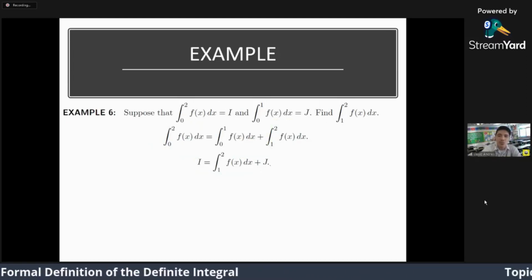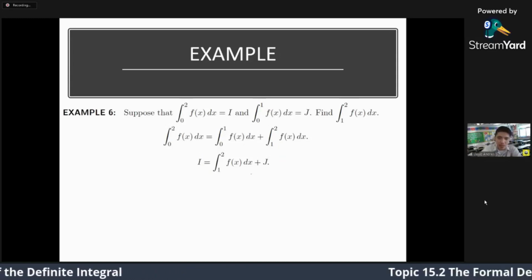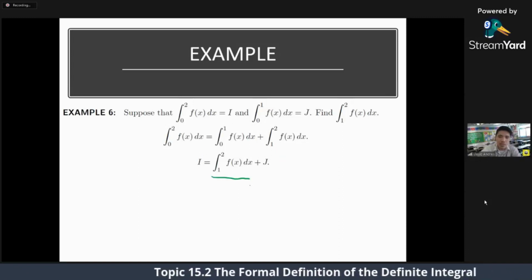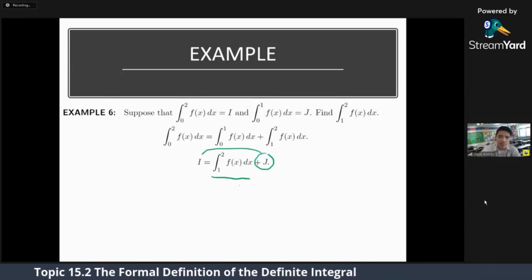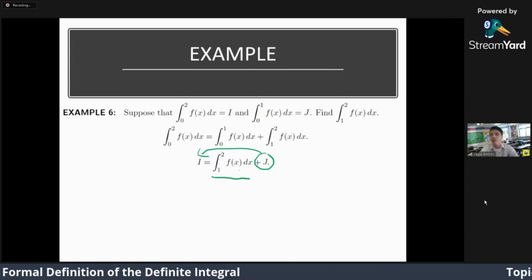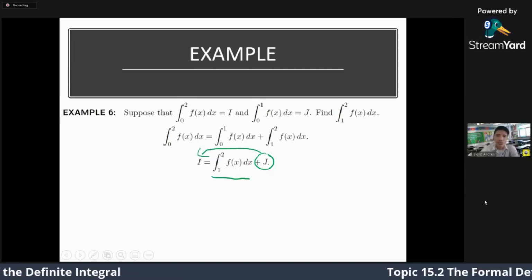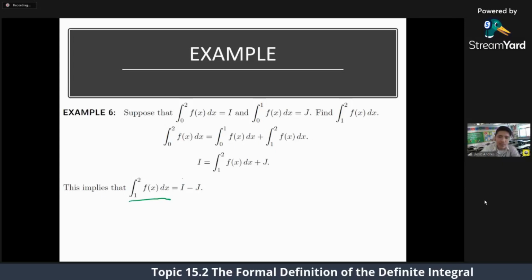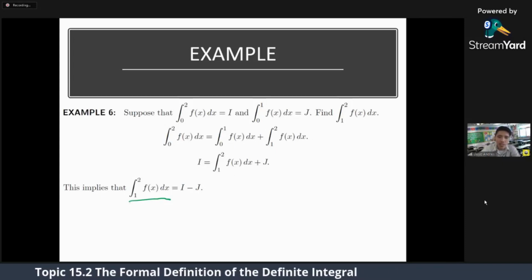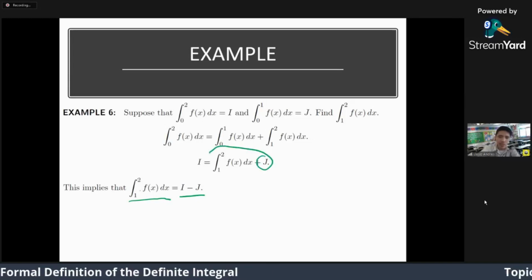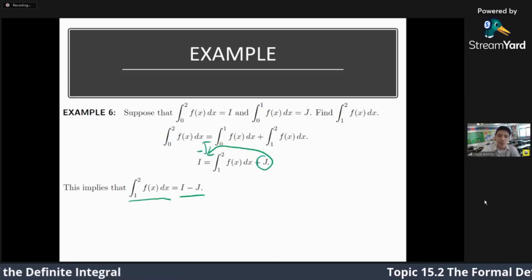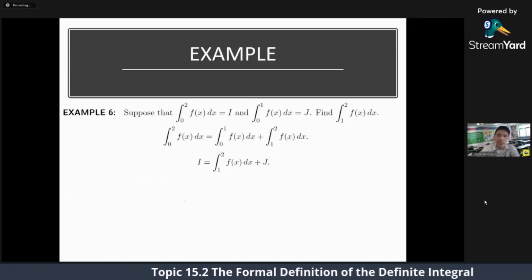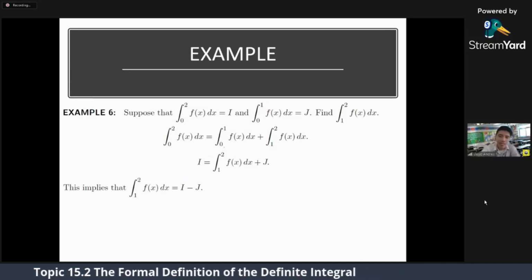So we can now use algebra. Since this is the unknown, we will isolate this one. So isolating it, this j, we transfer to the other side, by virtue of the addition property of equality. So therefore, this implies that the integral of f of x dx from 1 to 2 is just i minus j, because when you transfer it here, it becomes negative. So that's how to apply the additive property in the definite integral.